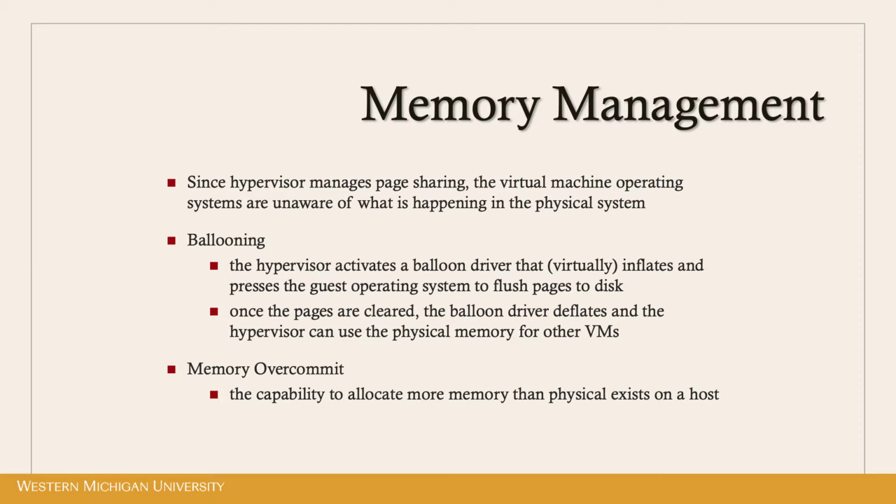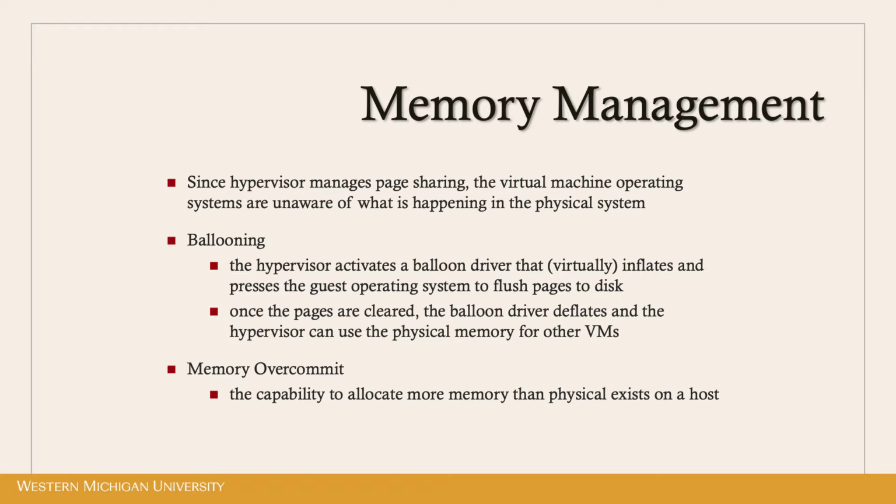We always want to keep in mind that the operating system on the virtual machine, as far as it's concerned, is running on its own physical hardware, right? We can assume that we can just treat a virtual machine like it's a physical system. So one thing that we can do for memory management is something called ballooning. The hypervisor activates something called a balloon driver that virtually inflates and presses the guest operating system to flush pages out to disk. Once those pages are cleared, the balloon driver deflates, and the hypervisor can use physical memory for other VMs.